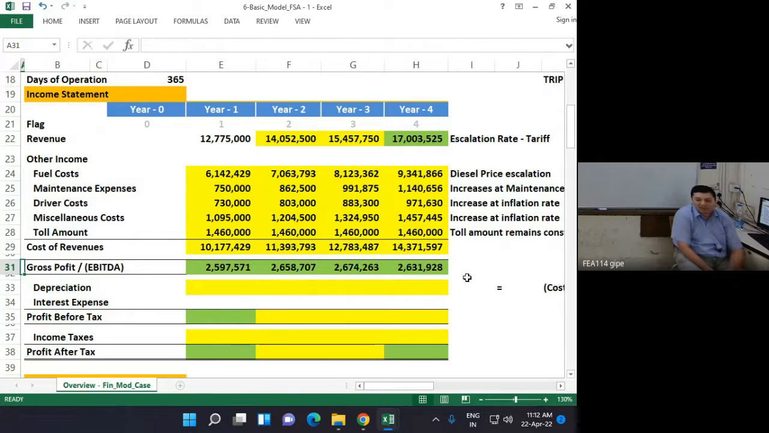Tell me PAT, year 1 and year 4. No, blank for now. We will keep it blank right now. We will build the interest calculation, but in part 2. Yeah, you should. Okay, you have to subtract the interest expense.